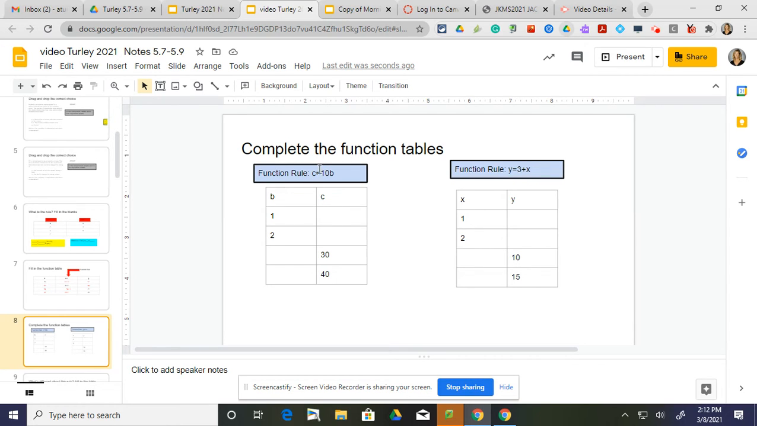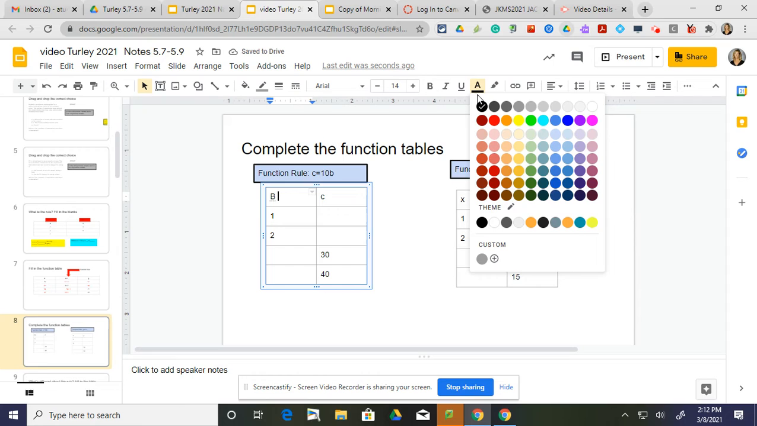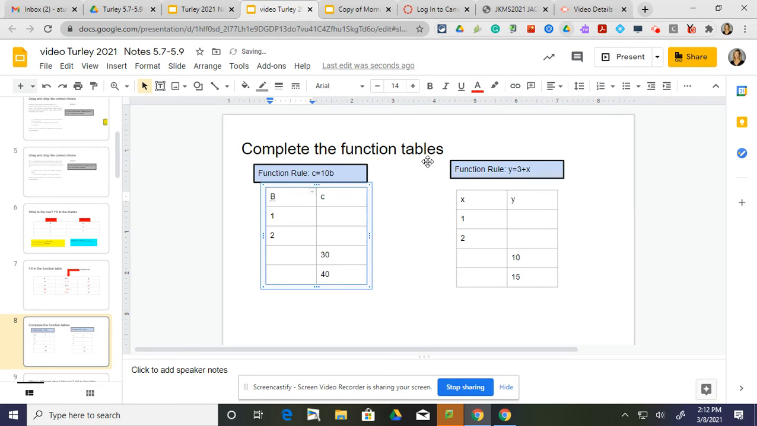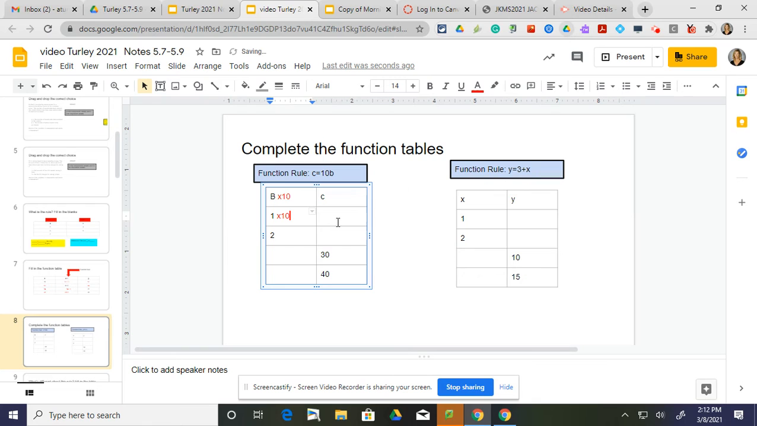If b is 1, our function rule is c equals 10 times b, so we're multiplying 10 times b. So up here, this is what you're thinking. I'm going to put it in red. Times 10. So 1 times 10, c would equal 10. 2 times 10, c would equal 20.